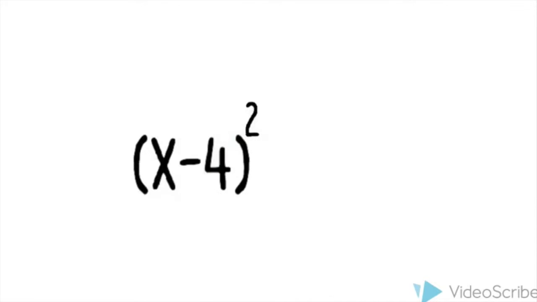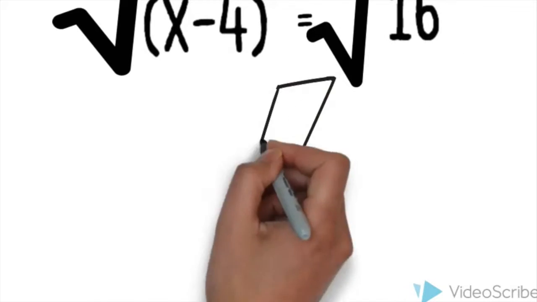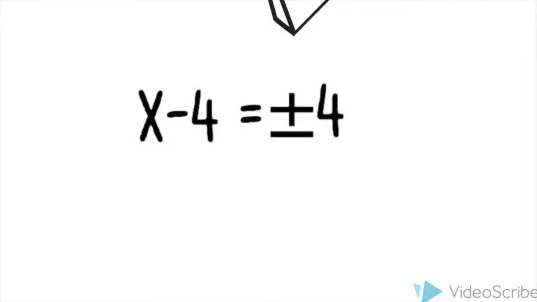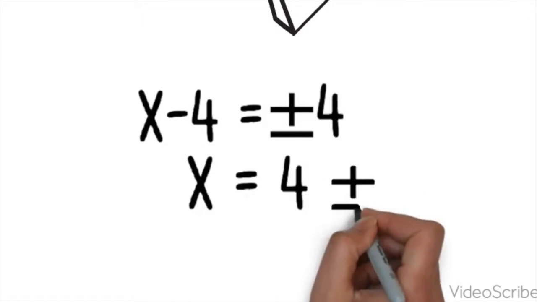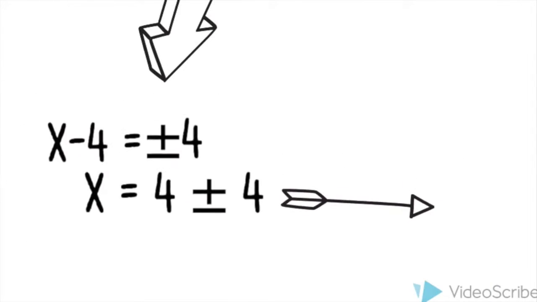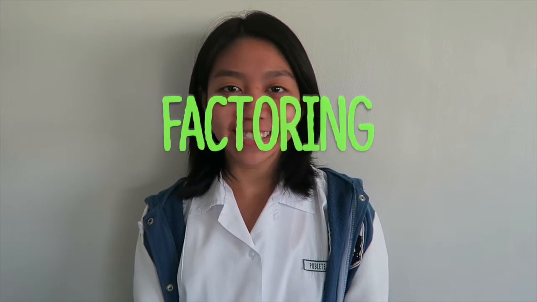For example, x minus 4 squared equals 16. Taking the square root of both sides would mean that x minus 4 equals plus minus 4. Therefore, x equals 4 plus minus 4. Simplifying both equations would give us x equals 0 or x equals 8. Identifying the value of x using this method is really easy as long as the given numbers are perfect squares. Next up, we have factoring.